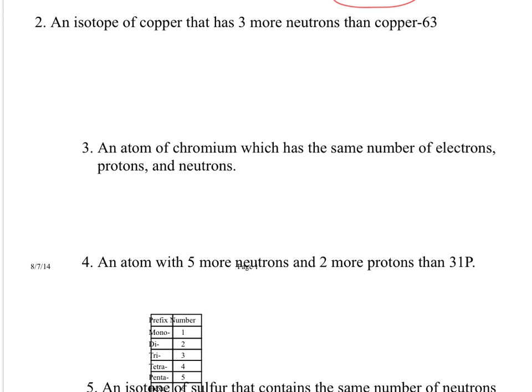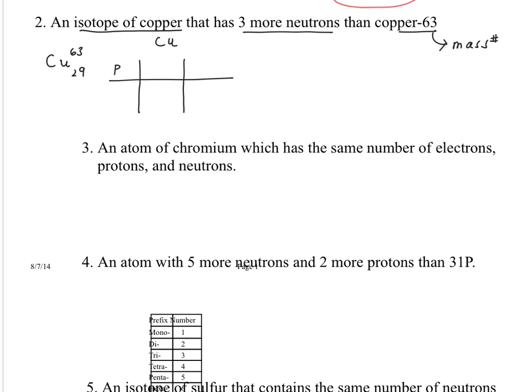Looking at problem 2, we want to determine an isotope of copper that has 3 more neutrons than copper-63. And we know that the 63 represents the mass number. So if we were going to write the symbol for copper-63, it would be copper with a mass number of 63, and the atomic number is 29, which we obtained from the periodic table. So drawing a table, this is what we have. We have 29 protons, 34 neutrons, and 29 electrons.